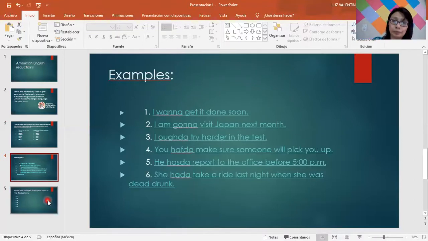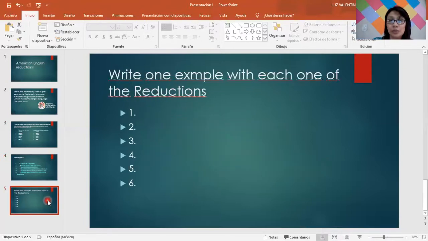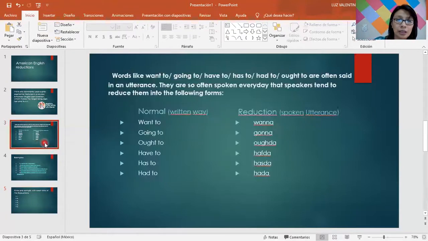Based on this, in the next exercise, you are going to write in your notebooks, please, one example using each one of the reductions. That means you're going to write one example with wanna, gonna, oughta, hafta, hasta, and hadda. So they are six examples. Remember that it's a reduction of want to, going to, ought to, have to, has to, and had to.